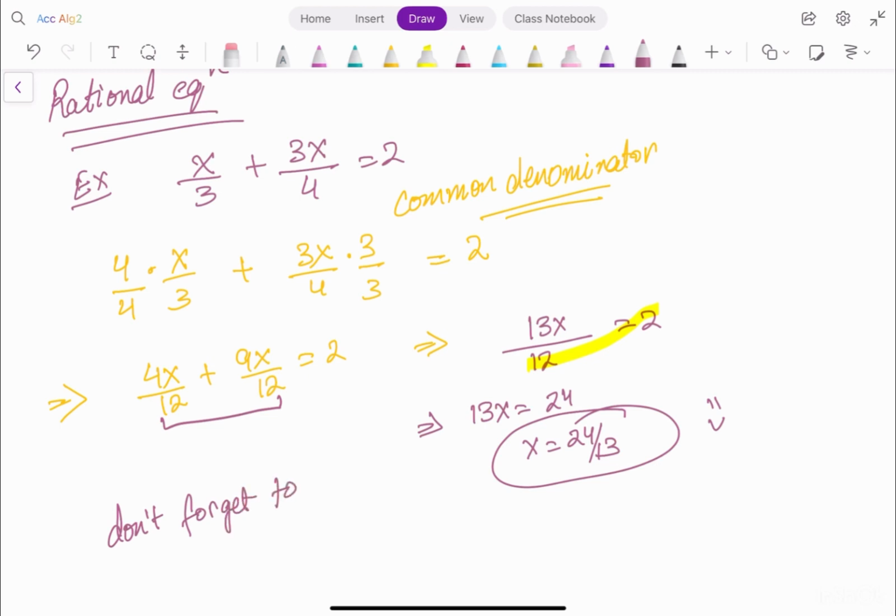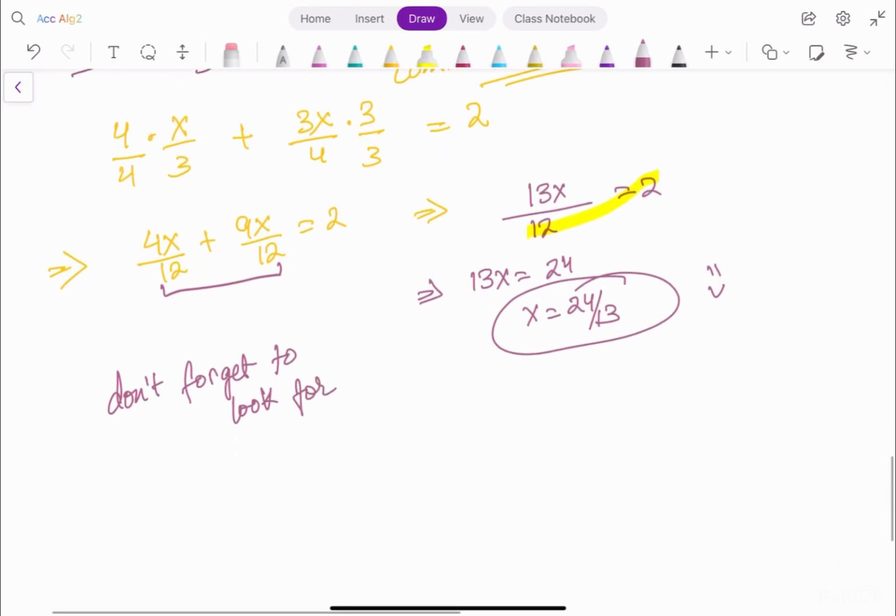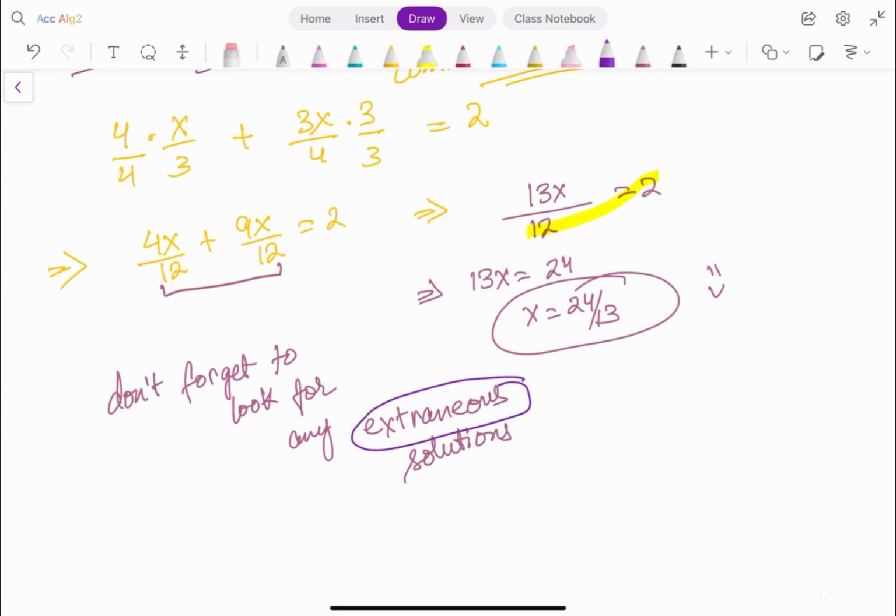And whenever we have these types of equations, it is a good idea to check your answers by plugging them back in the original equation so that we can avoid any extraneous solution. I have used the word extraneous a couple of times in this video. What is the meaning of extraneous? Extraneous means a solution that does not satisfy the equation. That is the meaning of extraneous.